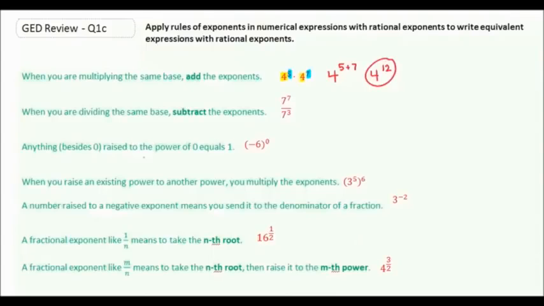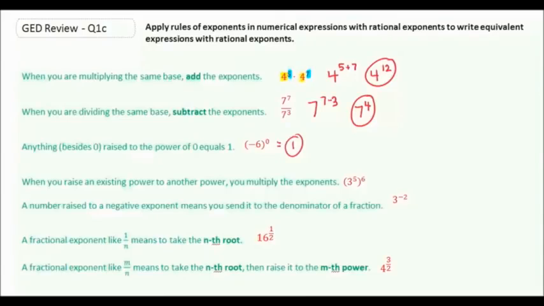When we're dividing the same base, we can subtract the exponents. So we have 7 to the 7th divided by 7 to the 3rd. Our base stays the same, but now we subtract our exponents. So our answer is 7 to the 4th. Anything besides 0 raised to the power of 0 equals 1. So negative 6 raised to the 0th power is 1.